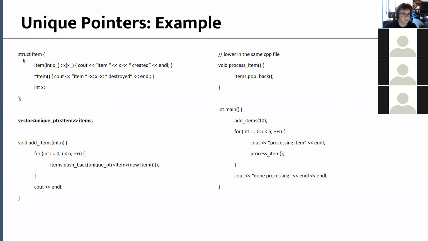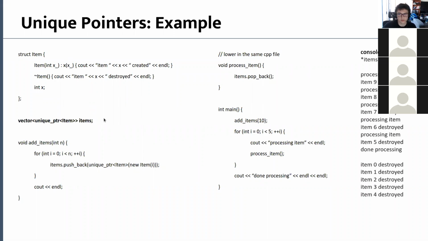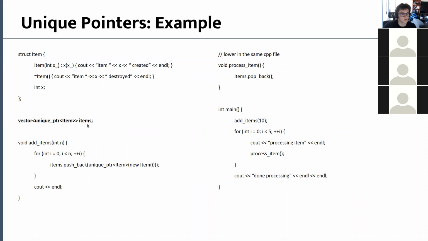So let's say we have some item. This is just a general struct. In our constructor, we have some int variable. We create some item, and then we have a destructor that destroys it. And we have a vector of unique pointers of items. So you can essentially think of this as being equivalent to a vector of item stars, but we're using the smarter C++ version of memory management here.